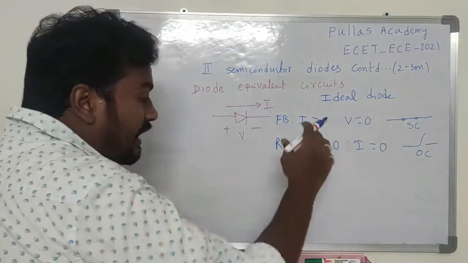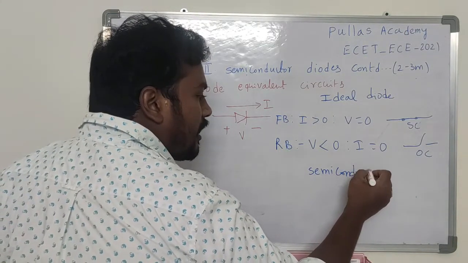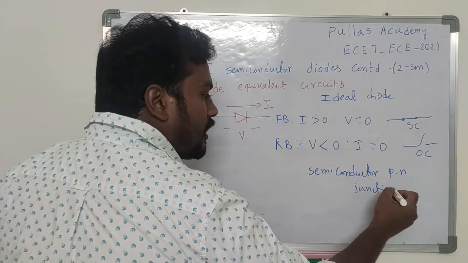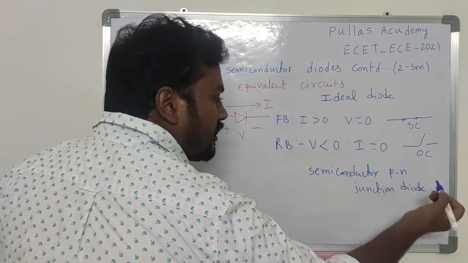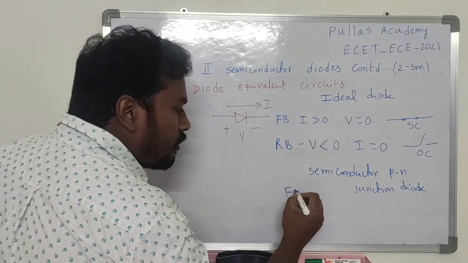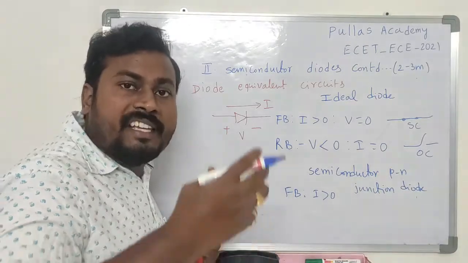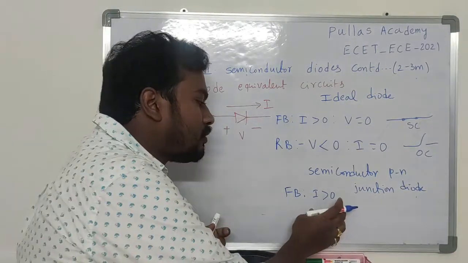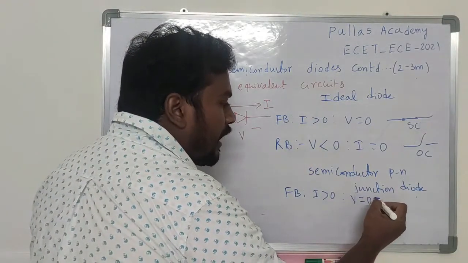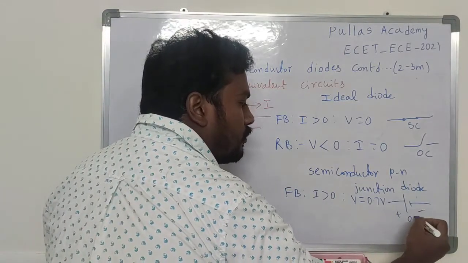Okay, next there is one more diode, the semiconductor PN junction diode. This is a practical diode, it is not ideal anymore. So for a practical diode, again the forward bias is when the current is more than 0. So the diode is under forward bias only when current through it is more than 0, and then the voltage across it is 0.7 volts. And it is simply replaced by a voltage source of value 0.7 volts.